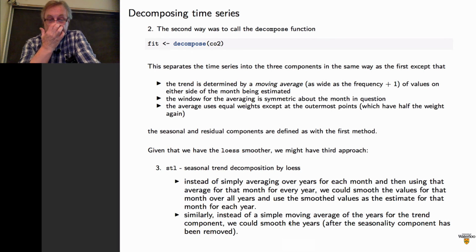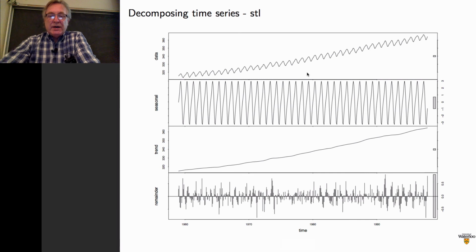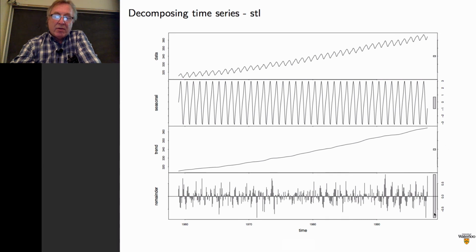Similarly, instead of a simple moving average for the trend component, I could smooth the years themselves after I've removed the seasonality component. This is what happens with STL, decomposing time series. This gives us the time series as we had before, this carbon dioxide data set, the seasonal component, the trend, and the residuals. You see these error bars, which are roughly the range of the residuals. Not quite, it's a slightly more complex calculation, but roughly. So you can see how important the trend is compared to the residual variation, and also the seasonality. The seasonality is made to be identical for every year, so every top of this curve is at the same value, and every bottom. It's an identical curve being repeated by the way it's constructed.